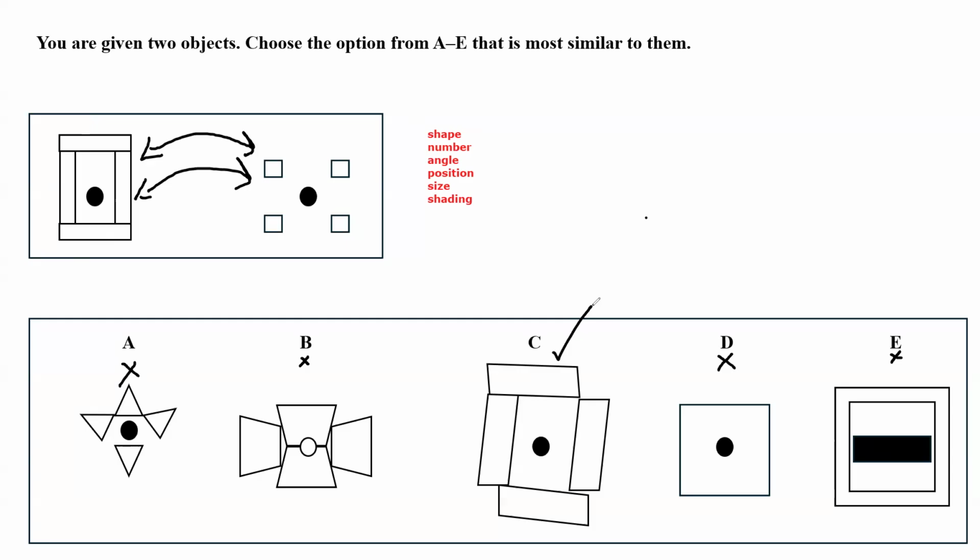I don't think there's anything else really to add to what you guys already pointed out. But really quickly, we spoke about shapes. We spoke about the idea of quadrilaterals. We spoke about the number 4. We didn't really speak about angle. We spoke about position because we said that the 4-sided shape surrounded the circle. We didn't talk about size, but we did talk about shading.